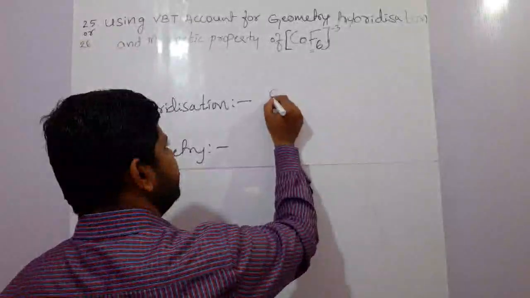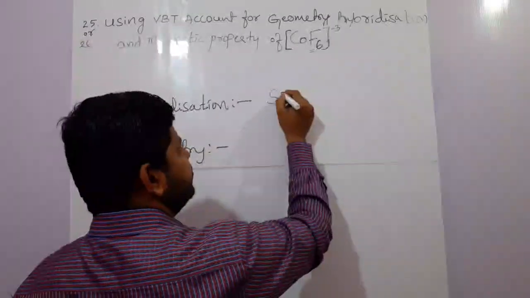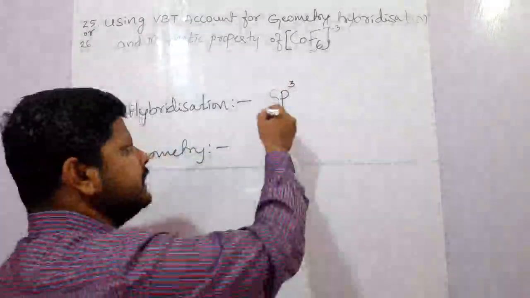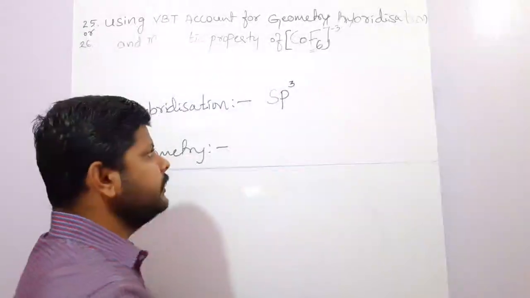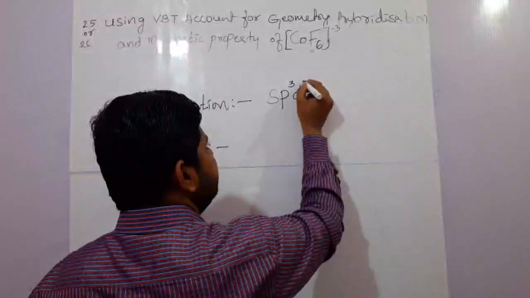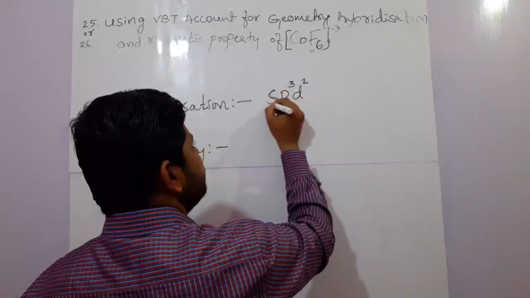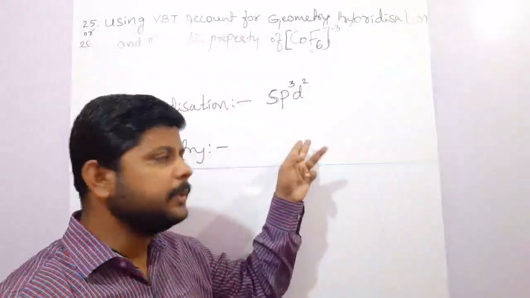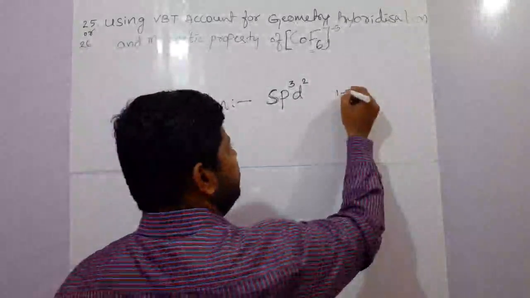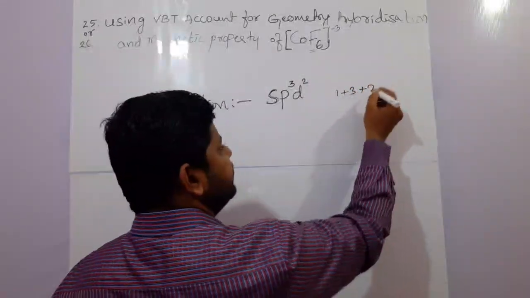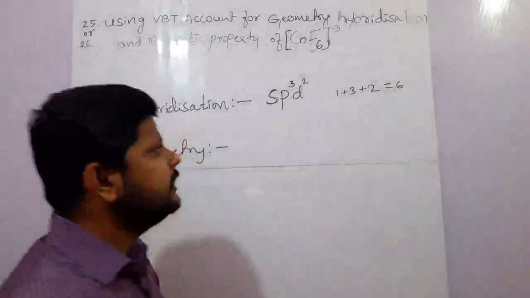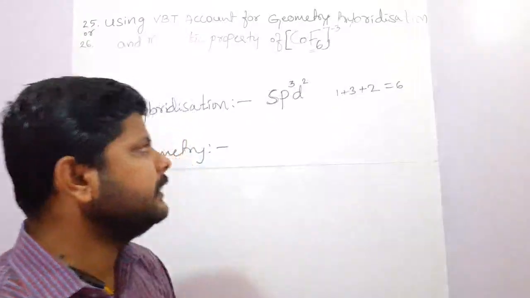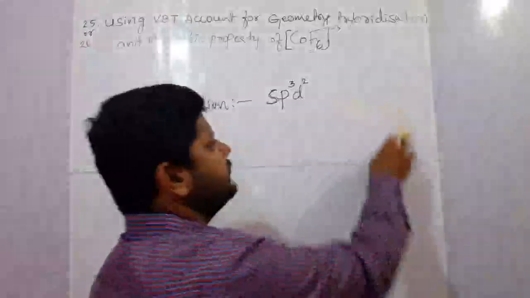So the hybridization for this is: only one s will be there. Next will be p, maximum 3 p's, so sp3, total 4. The remaining will be d2, so sp3d2 hybridization. 1s, 3p and 2d, that will be a total of 6 orbitals for 6 ligands. You have to remember this sp3d2 hybridization.